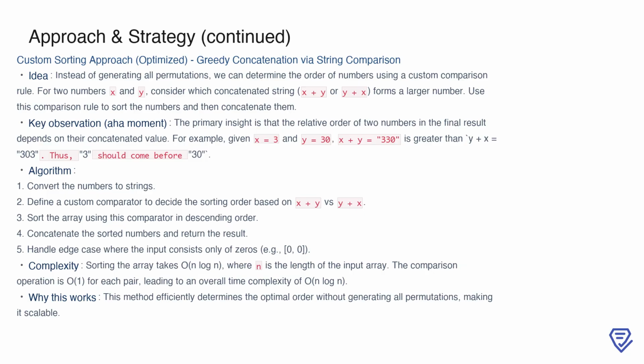The algorithm involves converting the numbers to strings, defining a custom comparator for the sorting order, sorting the array based on this comparator, and then concatenating the sorted numbers. We also account for special cases, such as when the array consists entirely of zeros. This method is efficient, with a time complexity of O(n log n) due to sorting, and avoids the inefficiency of generating permutations. By leveraging this greedy strategy, we can solve the problem in a scalable and elegant way.